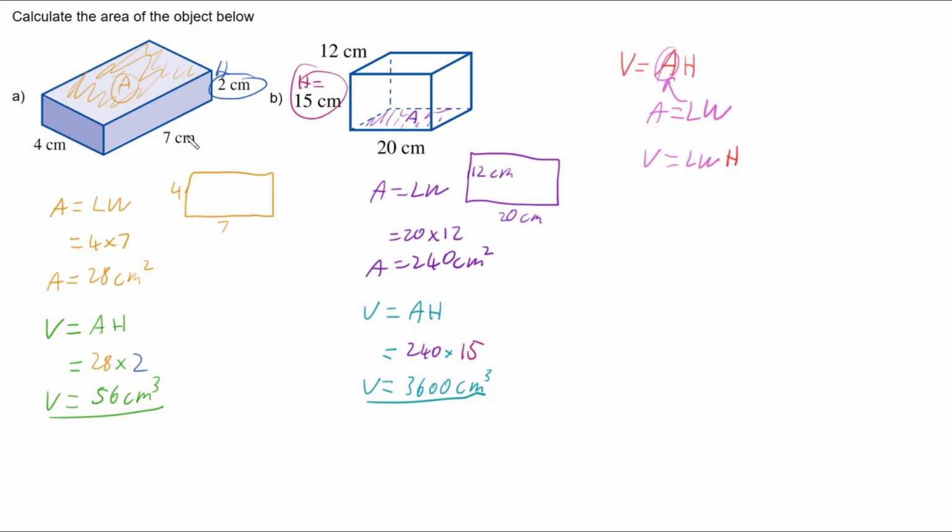So you got 4 times 7 times 2, we did 4 times 7 and then times by 2, 20 times 12 times 15, we did 20 times 12 times by 15. It's just easy enough to remember that volume of any prism is the area of its base multiplied by height. Works for anything.